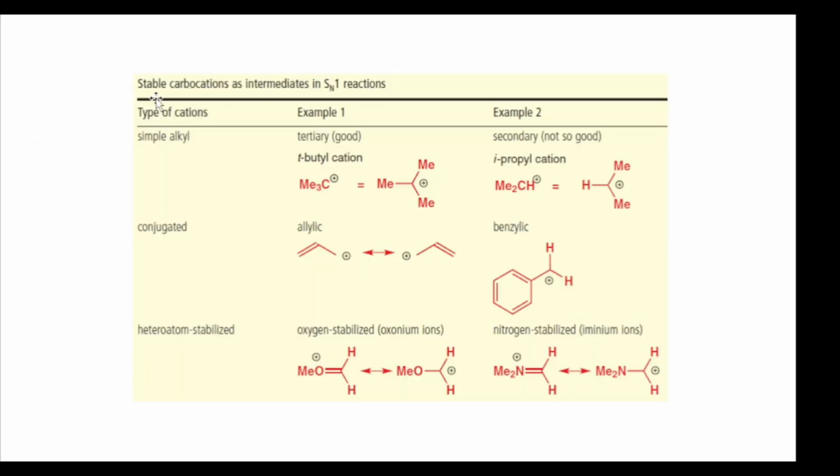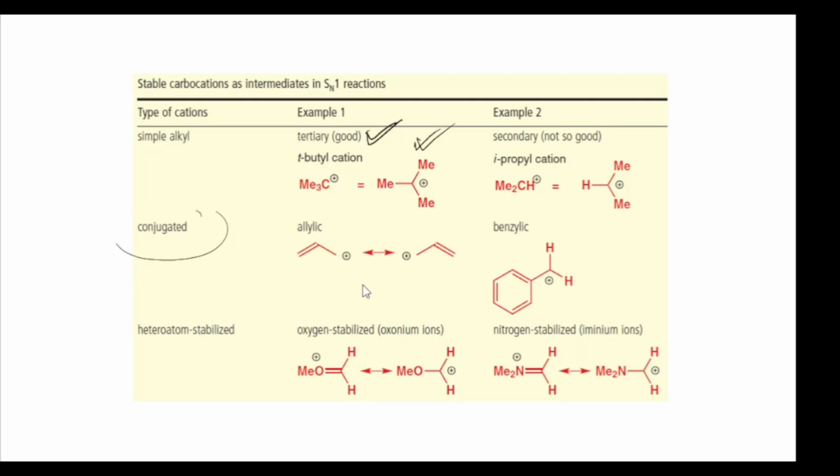Now you can observe over here the stable carbocation as an intermediate in SN1 reaction. The types of carbocation involved in SN1 reaction can be simple alkyl, like tertiary. It is going to be very good because we already saw the extra stabilization from carbon-hydrogen bond hyperconjugation, so it will work very well in this case. And secondary is okay with SN1 as well as SN2, but it is not so good compared to tertiary.